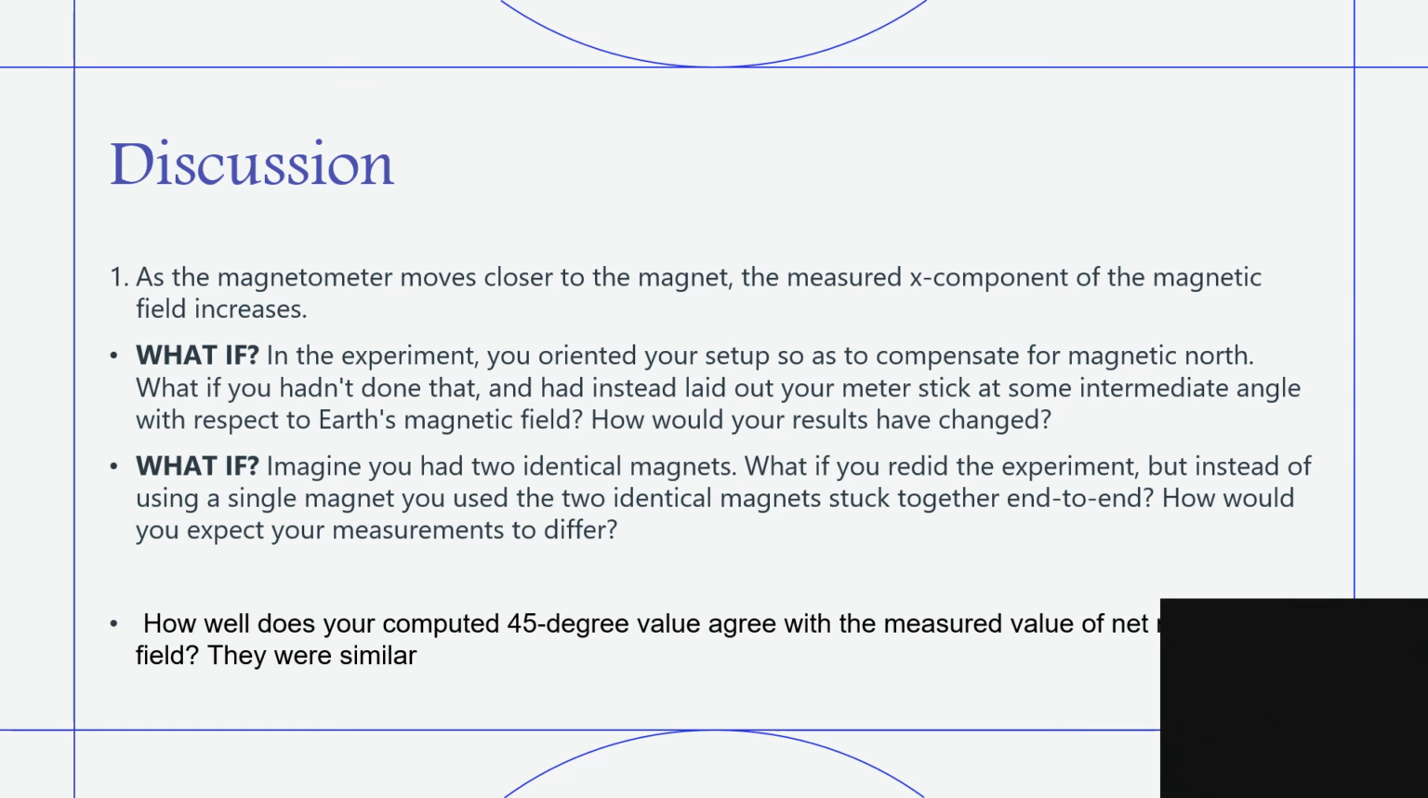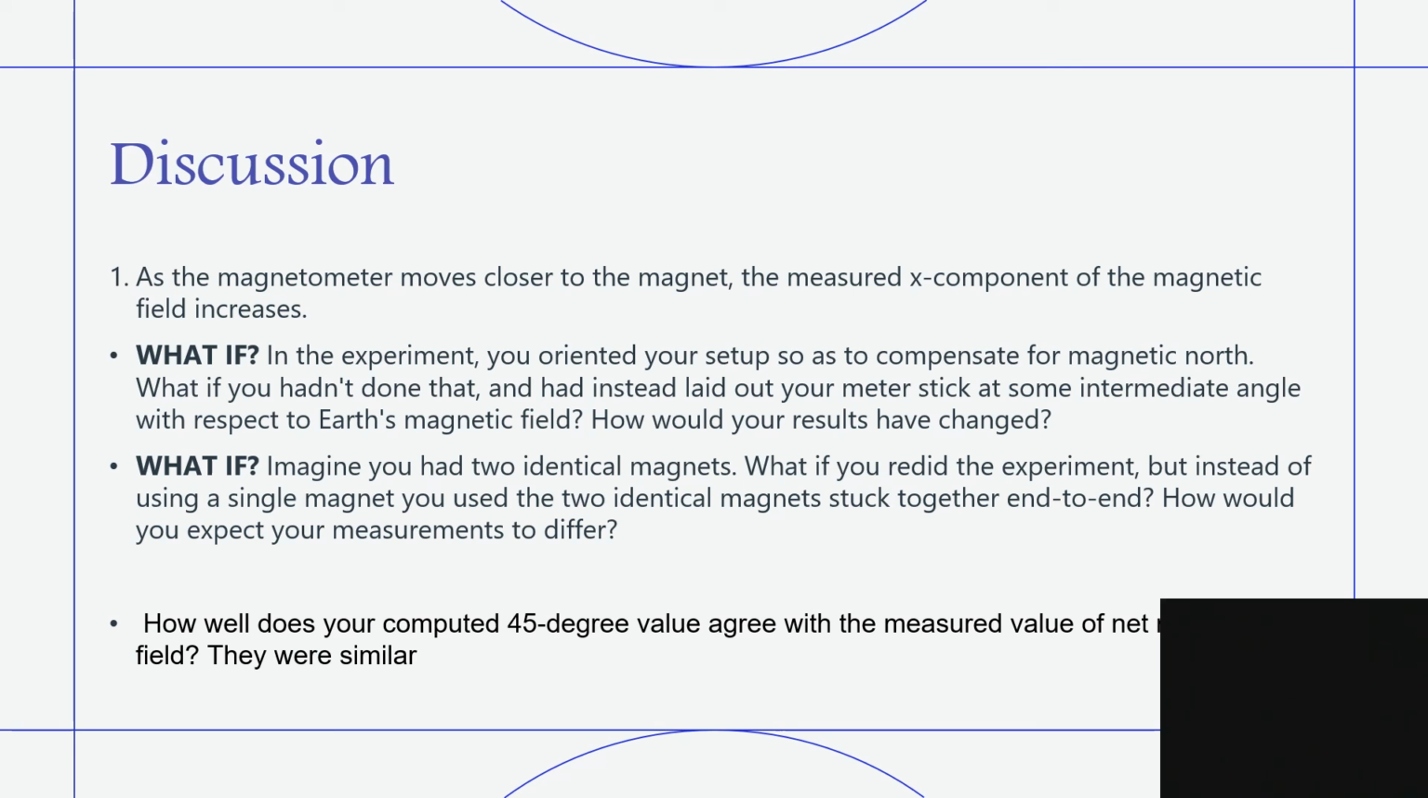Discussion. This experiment showed that as the magnetometer moved closer to the magnet, the measured x component of the magnetic field increased. It also showed that the compensation for the magnetic north was very important. If we hadn't done that, our results would have been very skewed, and there wouldn't have been a neutral component to see if we had rotated the phone correctly.